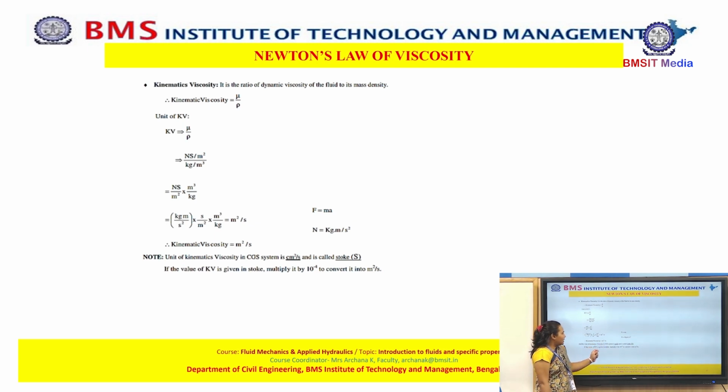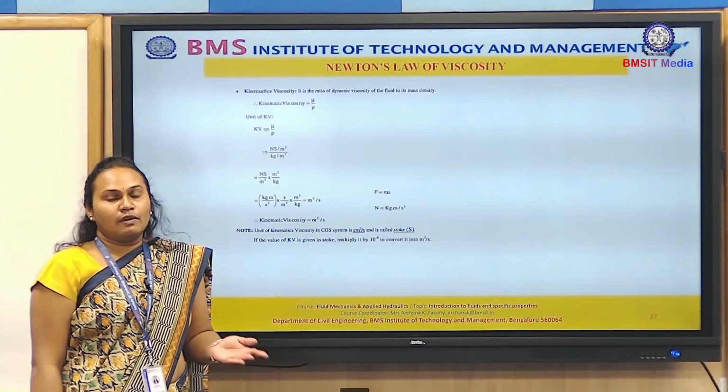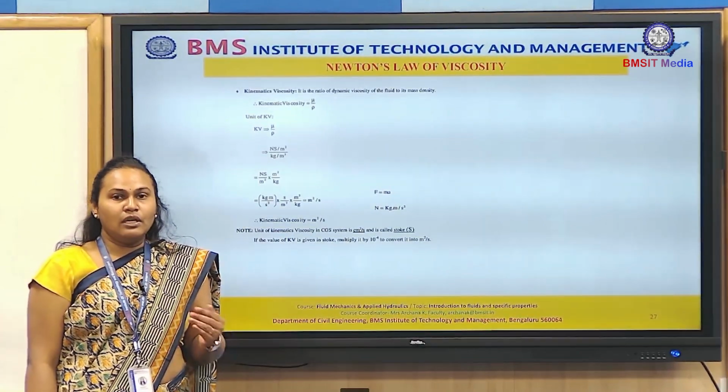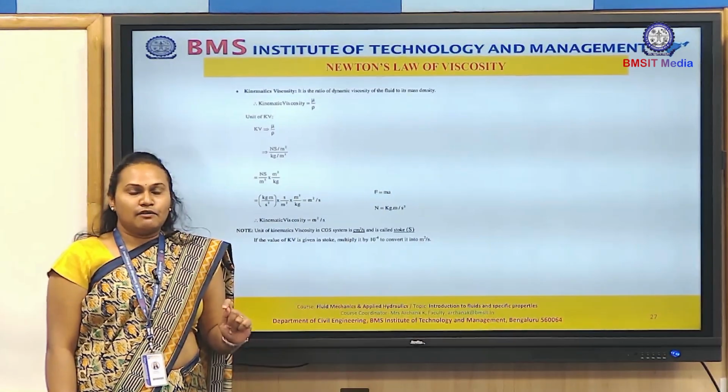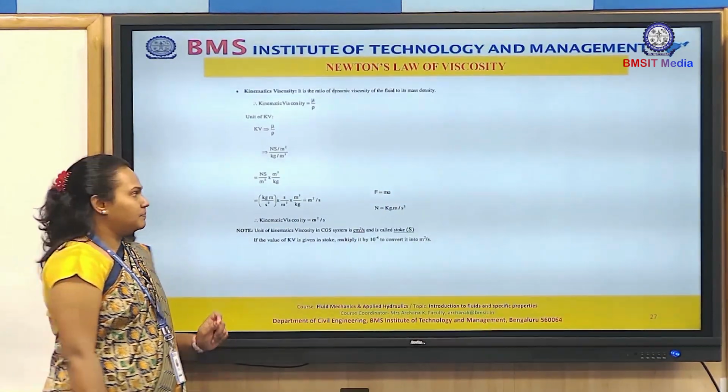And in CGS unit, this meter square per second is replaced by centimeter square per second, which is also called Stokes. The conversion between the CGS unit and the SI unit is 1 Stoke equals 10 power minus 4 meter square per second. Again, please note that this is required for solving problems.